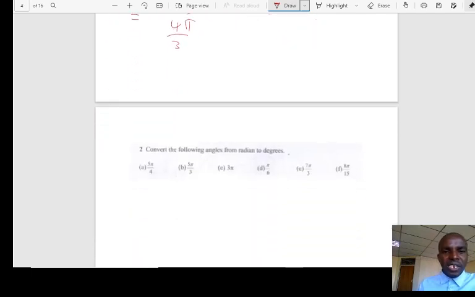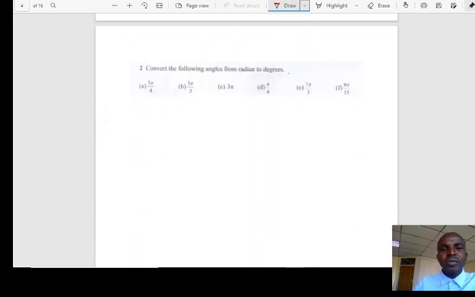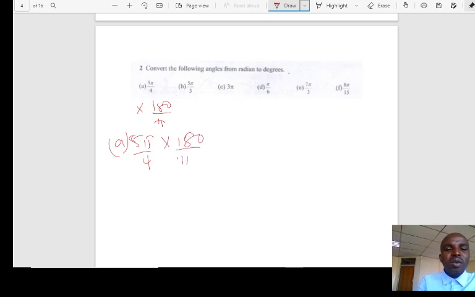Right, next part. Question number 2. This now is from radians to degrees. Remember we said you multiply by 180 over pi. Right, the first one, for part A, is 5 pi over 4. So you multiply by 180 over pi.